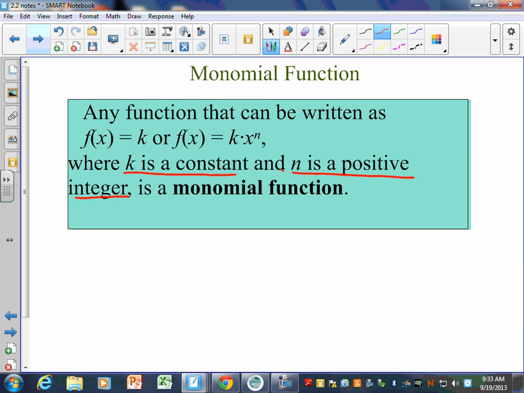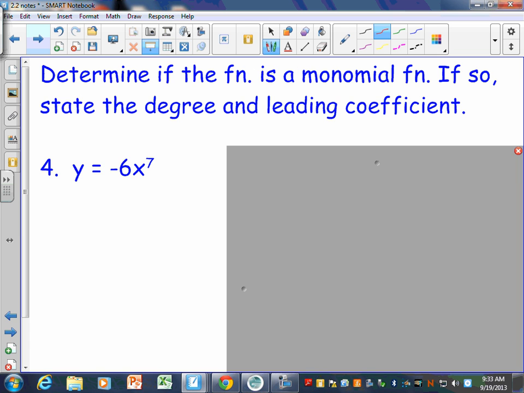But you also have some questions on your homework today that just say, is it a monomial function? And if so, what's the degree and the leading coefficient? Which I feel like we're pretty good at, right? Polynomials, we did that the other day, didn't we? A monomial is just a polynomial with no addition. Mono meaning one, poly meaning many. So let's do a couple of those before we get to the good stuff. Determine if the function is a monomial. If so, state the degree and the leading coefficient.